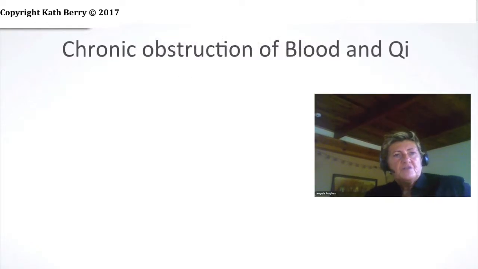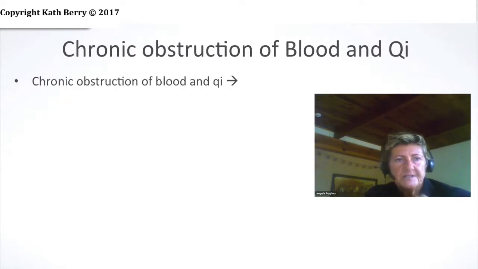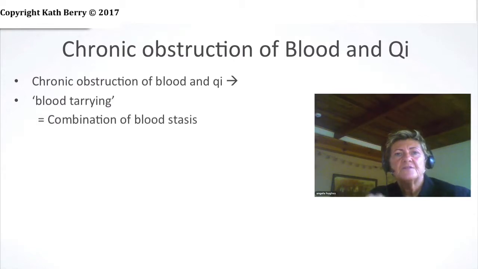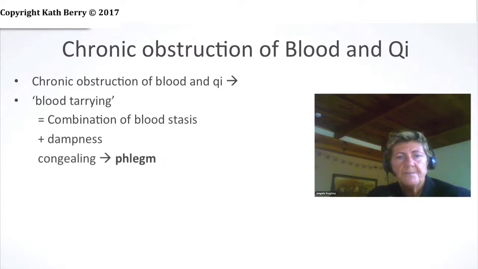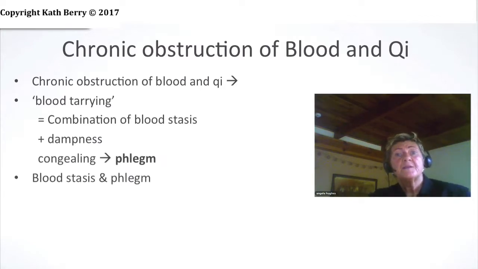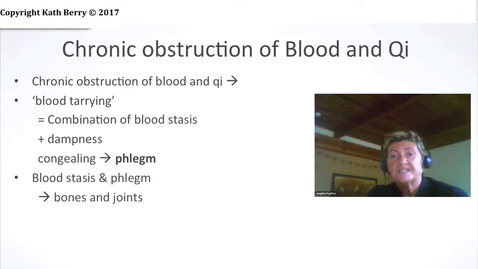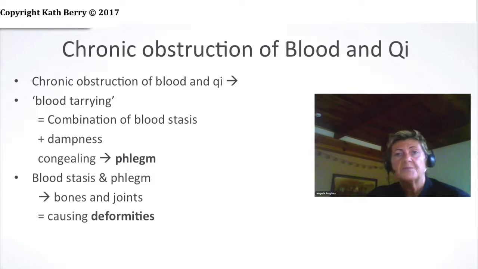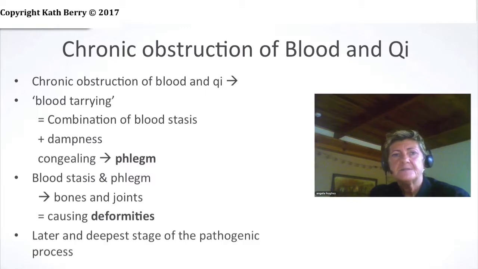So the chronic obstruction of the blood and the qi can eventually cause a condition called blood tarring. This is a combination of stasis of blood and dampness, which then congeals into phlegm. The blood stasis and the phlegm penetrate the bones and the joints, and they cause the deformities that you usually see on people who've had chronic rheumatoid or osteoarthritis. This is the later and deepest stage of the pathogenic process.